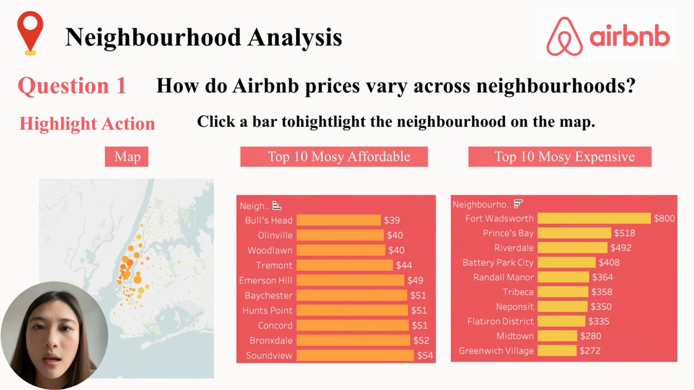We also added a highlight action. When users click a neighborhood in the bar chart, the corresponding area is highlighted on the map. The interaction allows users to connect the ranking information with geographical location immediately. Overall, we found that neighborhood is one of the strongest factors influencing Airbnb prices, with the central area generally having much higher prices than outer neighborhoods.